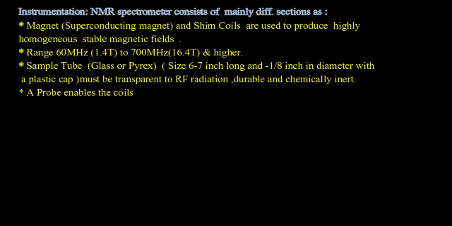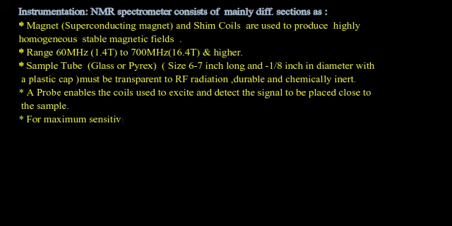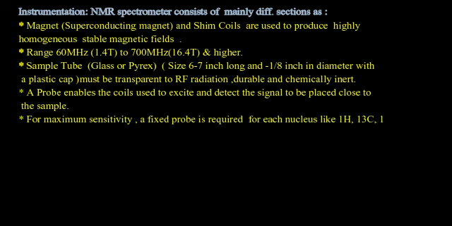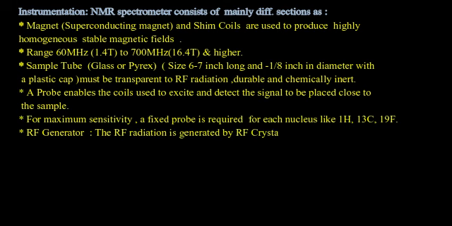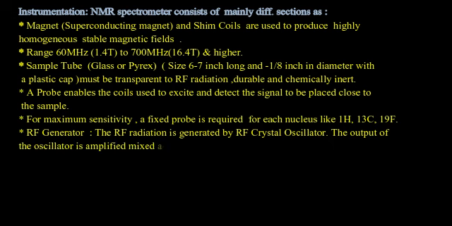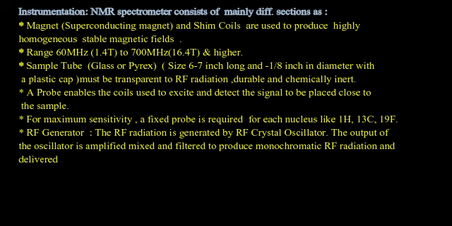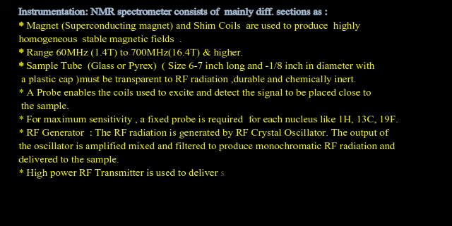A probe enables the coils used to excite and detect the signal to be placed close to the sample. For maximum sensitivity, a separate probe is required for each nucleus, like 1H, 13C, 19F. RF generator: the RF radiation is generated by an RF crystal oscillator. The output of the oscillator is amplified, mixed, and filtered to produce monochromatic RF radiation delivered to the sample. A high power RF transmitter is used to deliver sharp pulses. A sensitive receiver amplifies the NMR signal.